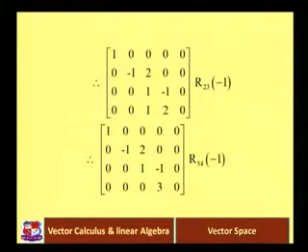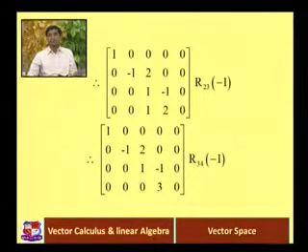Next process, we multiply second row with minus 1 and add into third row. So that second element of the third row becomes 0. So 1 0 0 0 0, 0 minus 1 2 0 0, 0 0 1 minus 1 0, and 0 0 1 2 0.